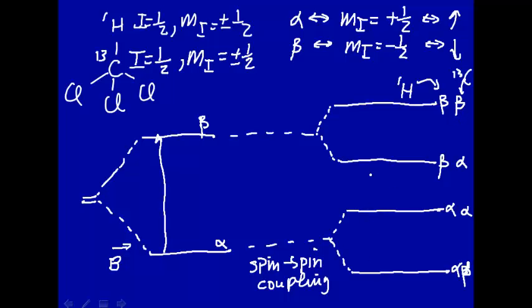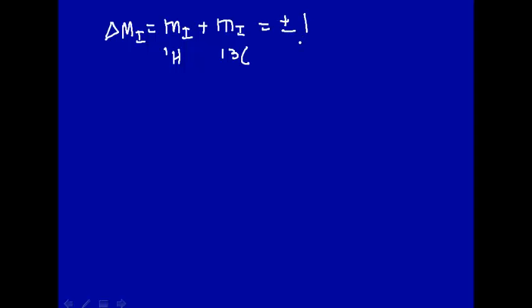And so now we have several transitions to look at. We ask, what are the selection rules? Remember, the selection rule for a single spin was that delta m sub I is equal to plus or minus 1. How about this, where we have two spins? Well, let's develop another selection rule. Say delta of m sub I for the proton plus m sub I for the carbon-13 has to be plus or minus 1 for a transition to occur.